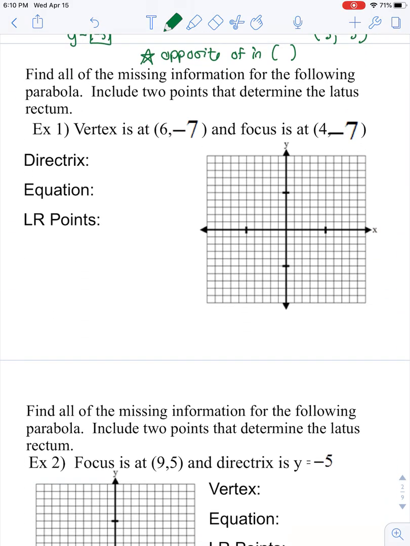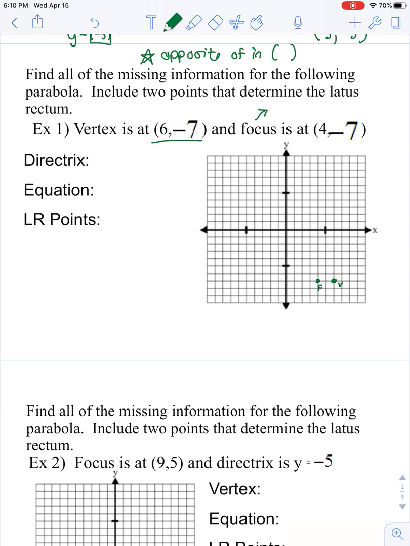Okay, so we're going to look at some examples similar to yesterday, but we're going to have to pay attention to where we're plotting points and counting correctly and things of that nature. So once again, I'm going to give you some missing information. I'm going to ask you to use that information to find everything else that's missing and write an equation and graph it. Okay, so we'll start with plotting the points that we have. The vertex is at 6, negative 7. That's going to be down here. And the focus is at 4, negative 7. That's going to be here.